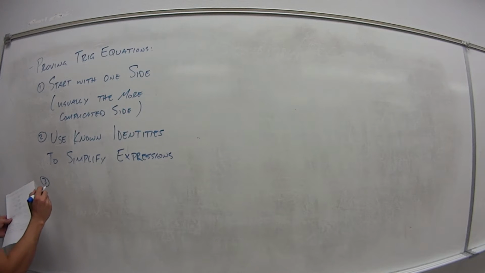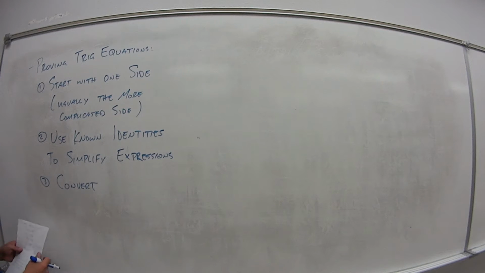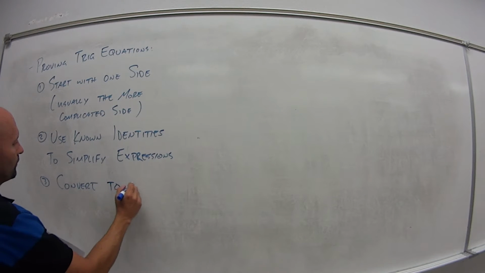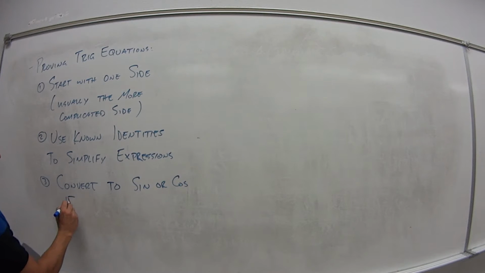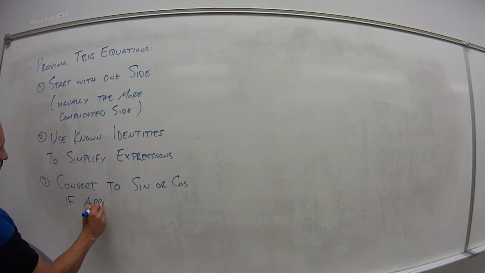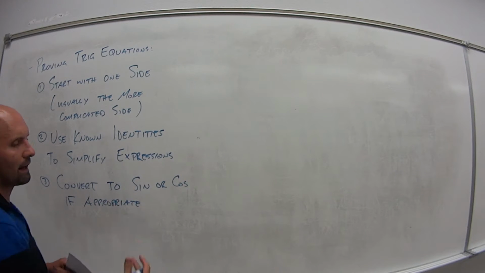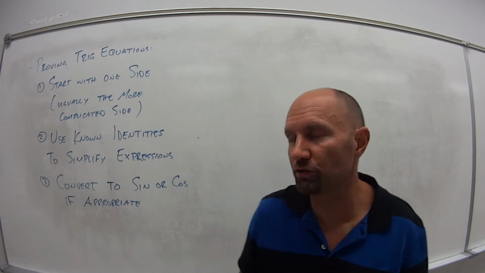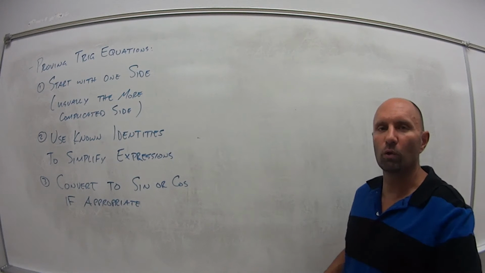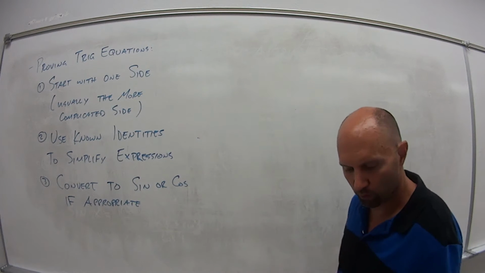And three, and this is not necessarily a step, it's maybe more of a suggestion, is we want to convert to sine or cosine if appropriate. So again, a lot of times it'll make it easier on us if we switch to the sine or cosine functions. That way, if all we're dealing with in the problem is sine and cosine, stuff will tend to cancel out for us.